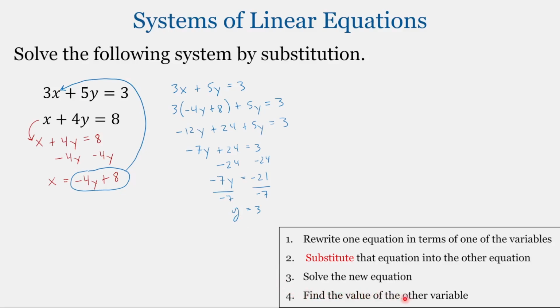So now we have to find the value of the other variable. We know y, we now need to find x. So we're going to take this value of y and plug it into this equation. This will give us x equal to negative 4 times 3 plus 8. We have x equal to negative 12 plus 8, x equal to negative 4. So our solution is the ordered pair negative 4, 3.